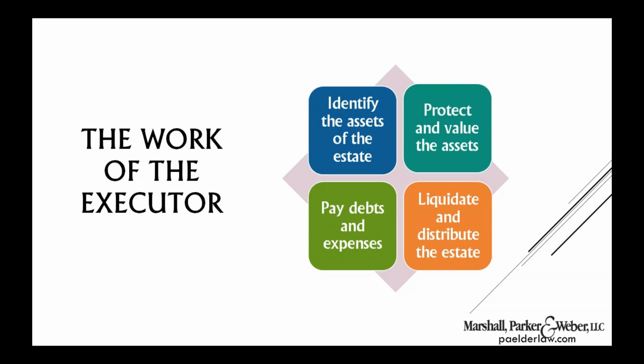Finally, the executor is going to dispose of the assets of the estate. During the administration, assets will have to be sold, such as real estate and cars and so on. Then eventually the estate is distributed to the beneficiaries. Each beneficiary is going to get their share of the estate and sign off on the executor's work.